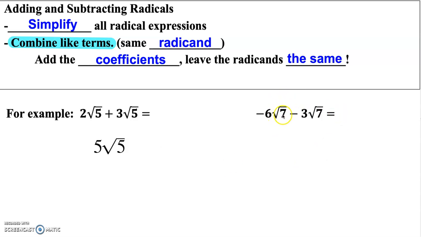Here we notice we have root 7 and root 7, so they are like terms. So we can combine them. Negative 6 minus 3 is a negative 9 root 7. Let's do some examples.